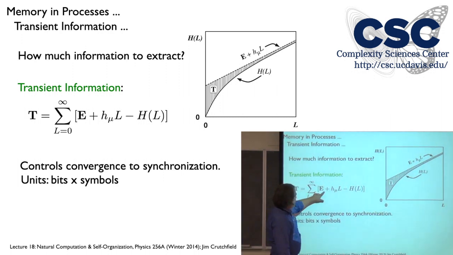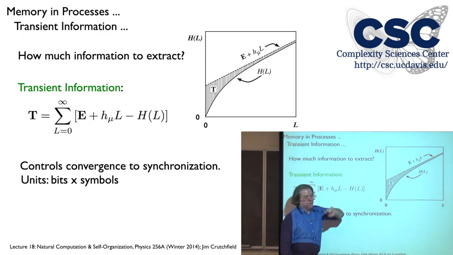So here we're just summing up these contributions. The difference between E plus H mu L and the block entropy is positive, because the block entropy converges from below. We just sum up those differences.